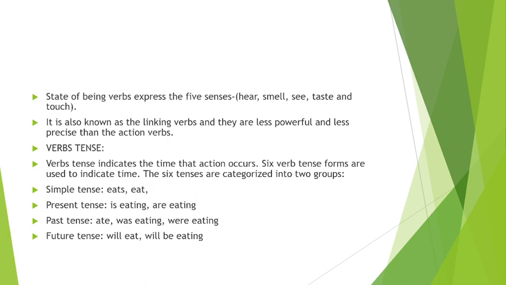Verb tense now. Verb tense indicates the time that action occurs. Six verb tense forms are used to indicate time. The six tenses are categorized into two groups, that is simple and perfect. One is simple tense, that is eats and eat. Present tense, that is eating and are eating. Past tense means ate, was eating, were eating. Future tense means will eat and will be eating.